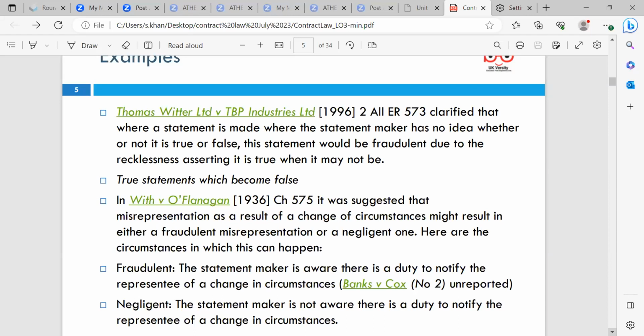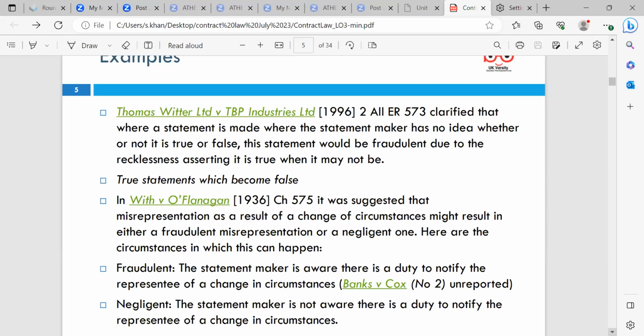And I'll just give you a little bit about the facts of the case. So in this case, the claimant purchased a medical practice from the defendant. The claimant was induced to buy the practice by the defendant's statement that the practice took £2,000 per annum. This statement was true at the time it was made. However, subsequently, the defendant became ill and many patients went elsewhere. By the time the sale was completed, the practice was virtually worthless.